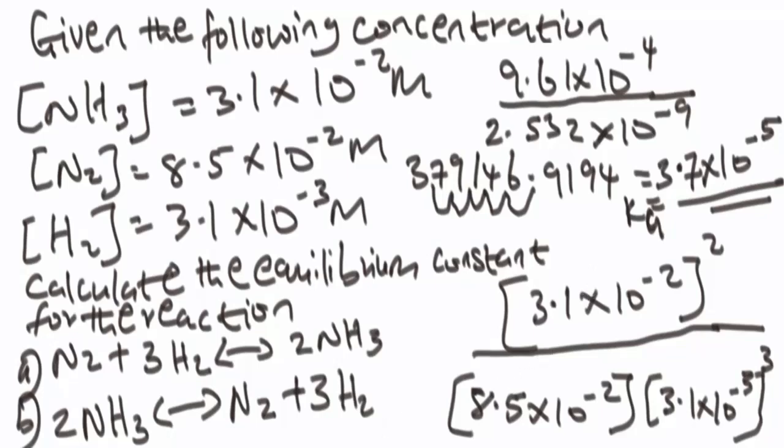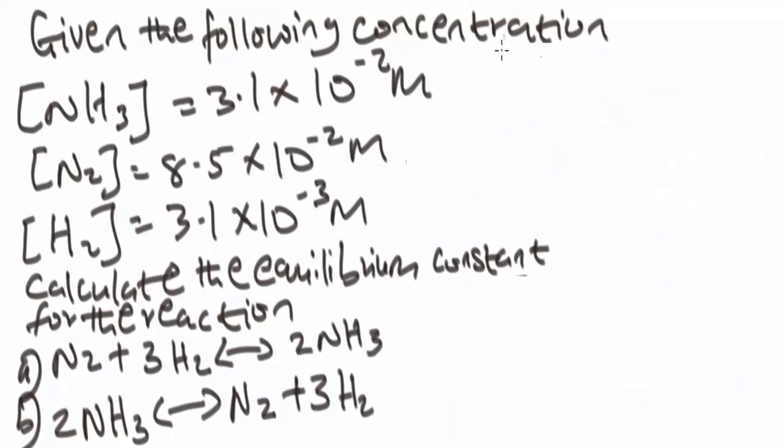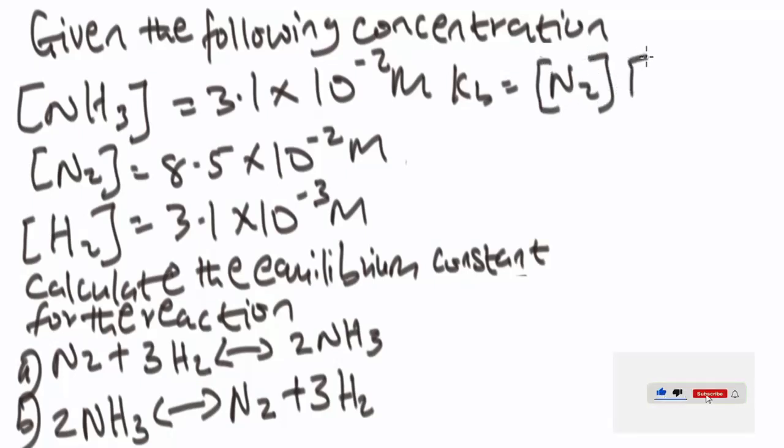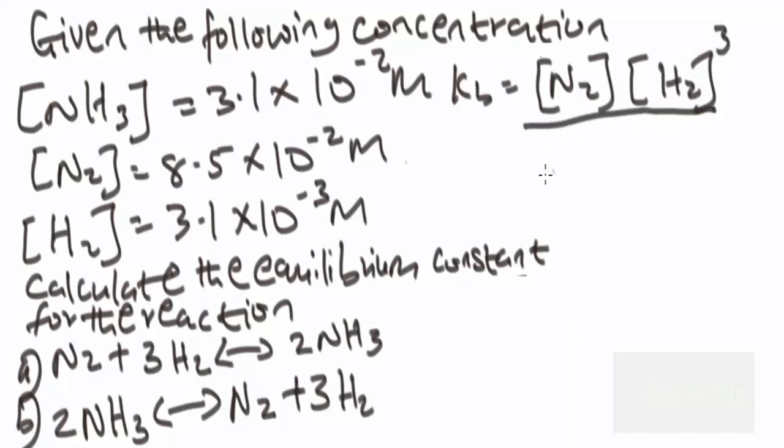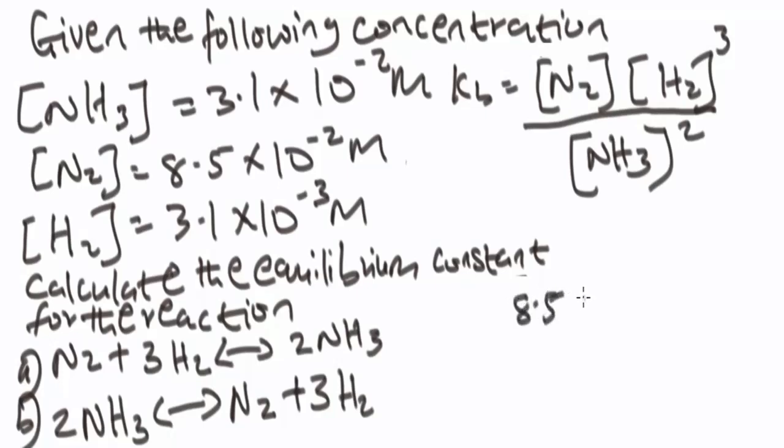So let's wipe down and solve the second problem. That's question B. So for part B, the equilibrium constant expression Kb will be the ratio of the products: nitrogen times hydrogen, the coefficient is 3, over ammonia, the coefficient is 2. So when you input the values, for nitrogen we have 8.5 times 10 to the power minus 2.